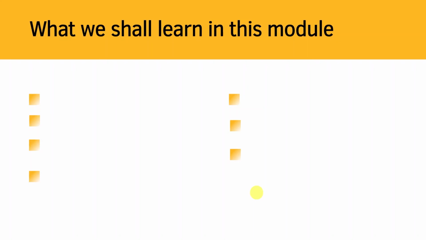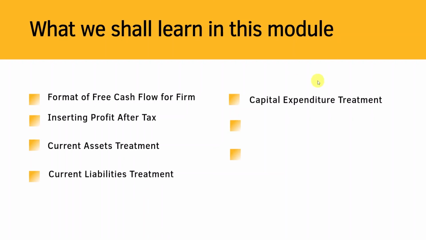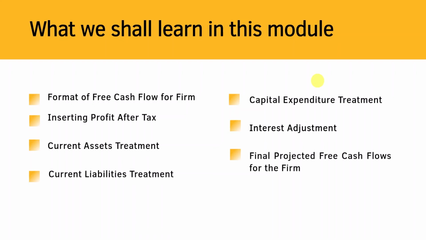In this module, we shall learn about the format for free cash flow for the firm. After that, we shall learn how to insert the profit after tax details. We shall learn the treatment of current assets inside the free cash flow statement. After that, we shall learn about the treatment of current liabilities in the free cash flow statement. After that, we shall find the treatment of capital expenditures of all the assets in our free cash flow for the firm statement. And after that, we shall understand the adjustment of interest, and lastly we shall find the projected free cash flow for the firm.